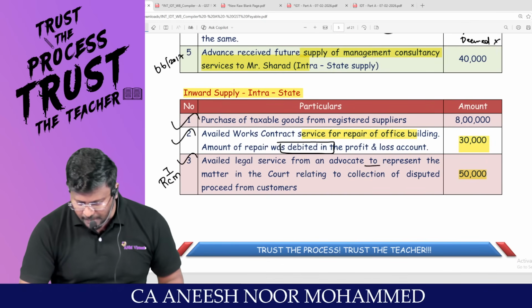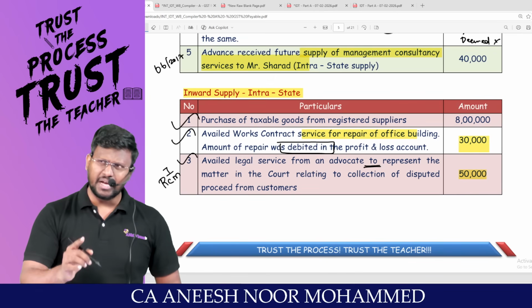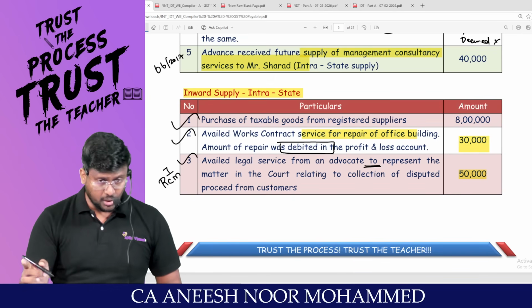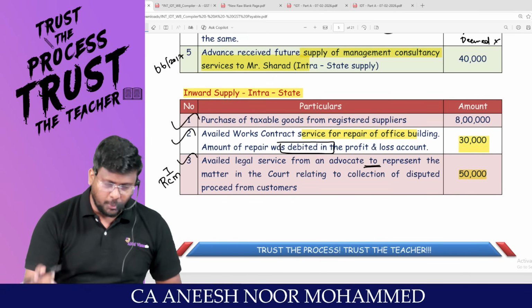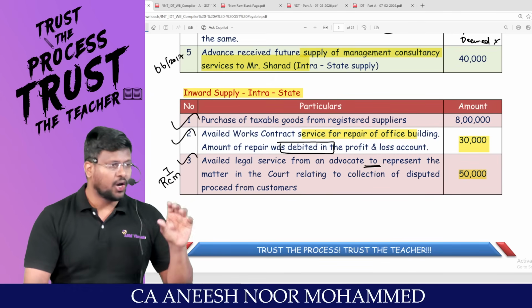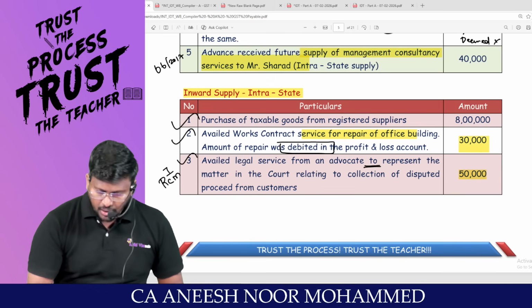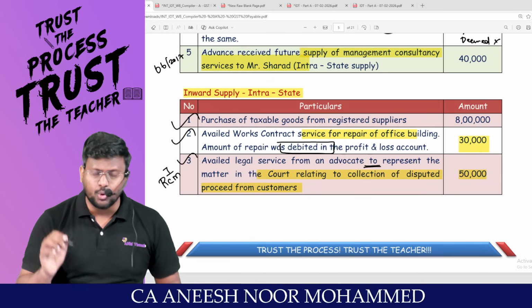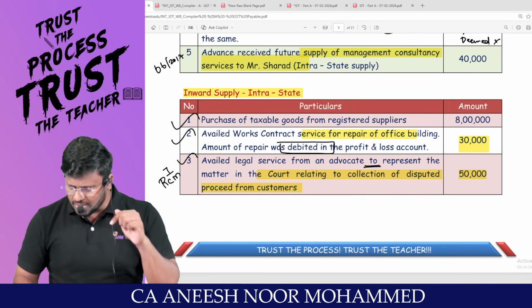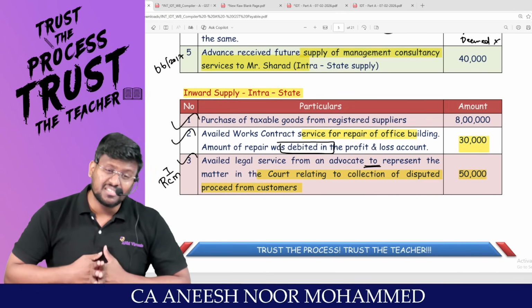Availed legal services from an advocate, that means legal services. Legal services can be provided by an arbitral tribunal, an individual advocate or group of advocates other than a senior advocate, or by a senior advocate, to represent the matter in the court relating to collection of disputed proceeds from customer. This is not a personal case. This is a business related case.